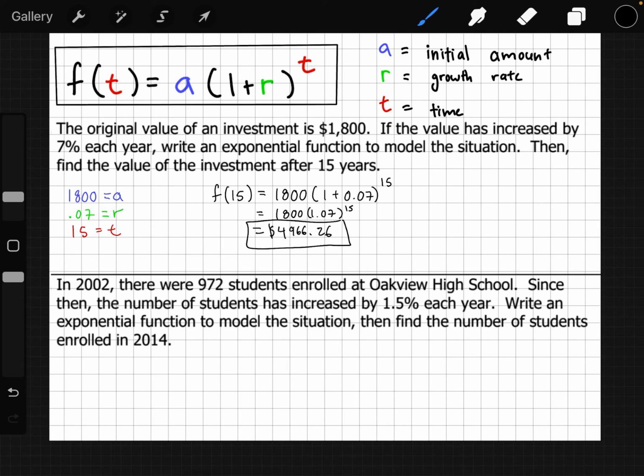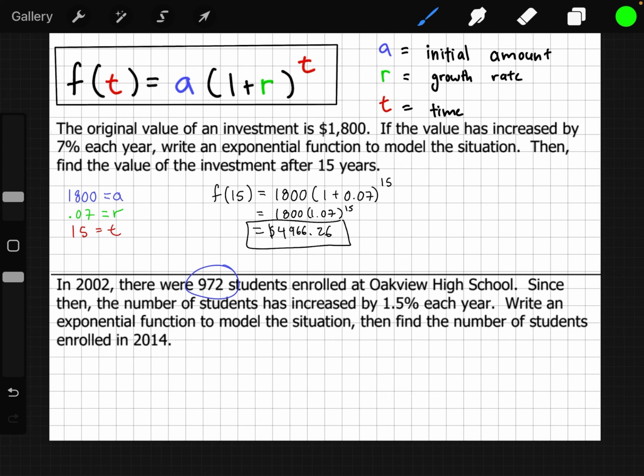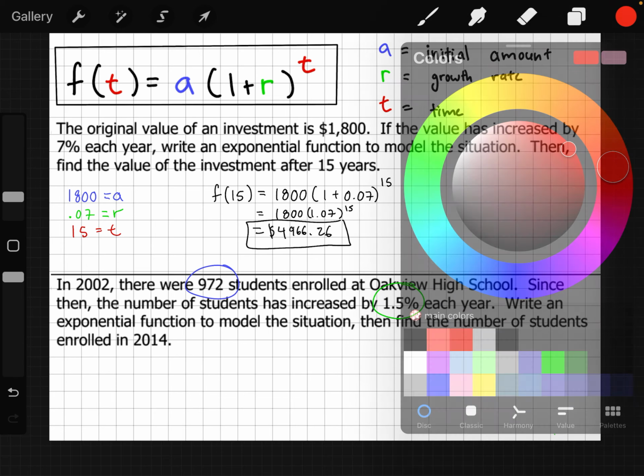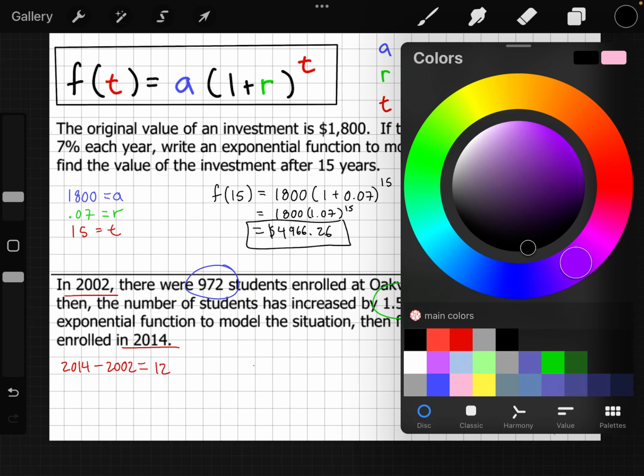For the next example, in 2002, there were 972 students enrolled at Oakview High School. Since then, the number of students has increased by 1.5% each year. Write an exponential function to model the situation, then find the number of students enrolled in 2014. So we have 972 students increasing by 1.5% each year from 2002 to 2014. So 2014 minus 2002 is 12 years.